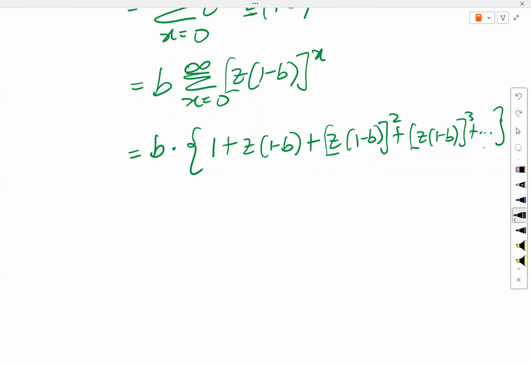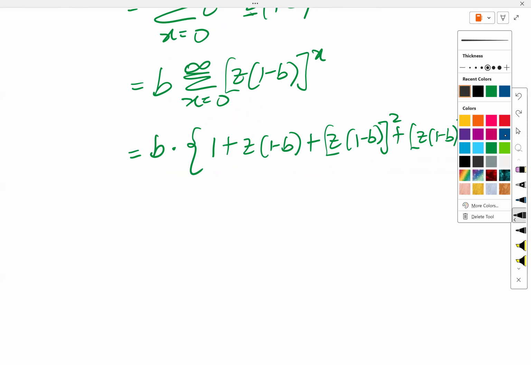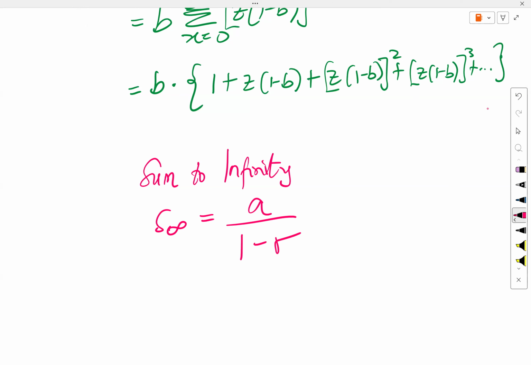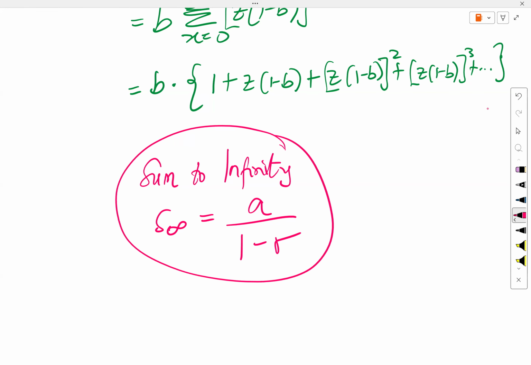And that reminds me of, okay, let's quickly take a break. If you remember the idea of sum to infinity in arithmetic sequence, sum to infinity for a geometric sequence is defined as S infinity equals first term over 1 minus the common ratio. That's what sum to infinity is like, and you can see that this expression is basically sum to infinity in a way.